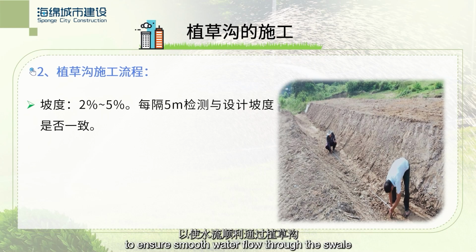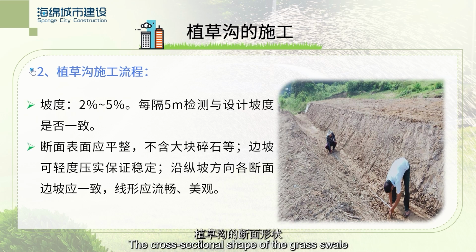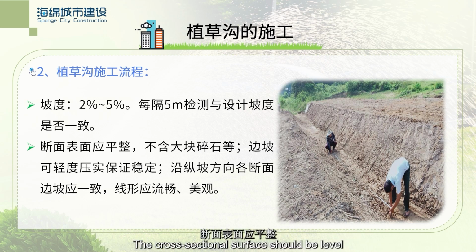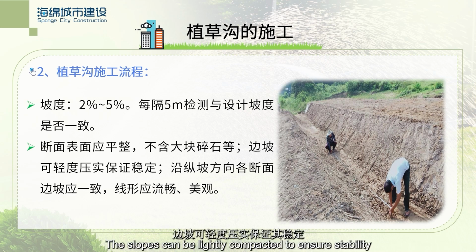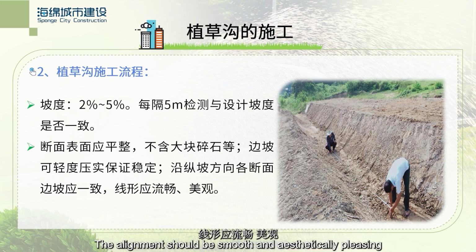To ensure smooth water flow through the swale, check every 5 meters to ensure consistency with the design slope. The cross-sectional shape of the grass swale should be strictly constructed according to design requirements. The cross-sectional surface should be level and free of large stones and gravel. The slopes can be lightly compacted to ensure stability. The side slopes along the longitudinal direction should be consistent. The alignment should be smooth and aesthetically pleasing.